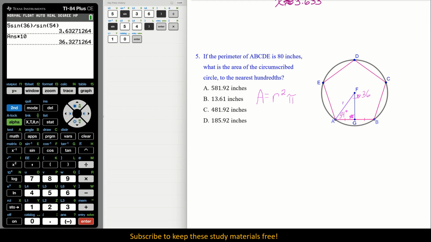Well, 8 divided by 10, what does that tell me? That tells me each of these lengths is 8, okay? And then if we divide that by 5, we have 16. Each side is equal 16 units. Okay, so that's very helpful.